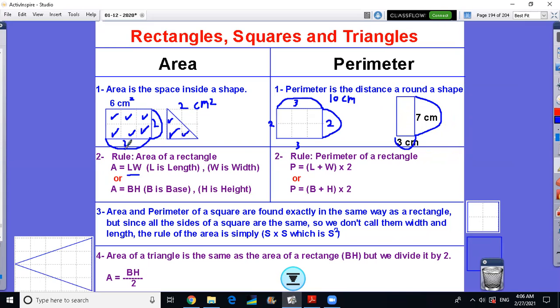Okay, guys? Good. All right. So that's about the rule of the area. A equals LW, or A equals BH.